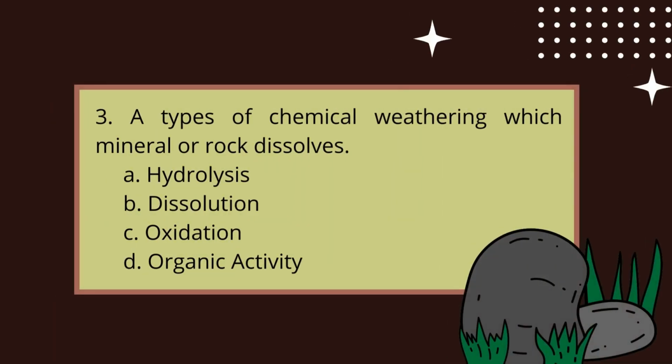Number 3. A type of chemical weathering in which a mineral or rock dissolves. A. Hydrolysis. B. Dissolution. C. Oxidation. D. Organic activity.